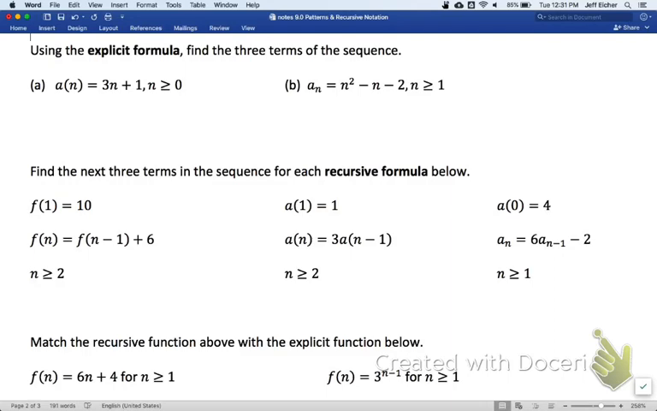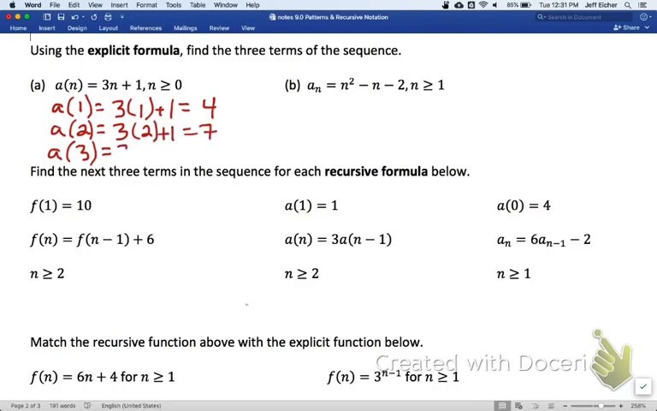So when you have an explicit formula, you can basically just plug in 1, figure out what that is, 2, second term, figure out what that is, and then 3. Plug 3 in, figure out what that is. So we'd have 3 times 1 plus 1. That's 4. So the first term is 4. The next term would be 7. And then the last term is, wait for it, 10. So our terms are 4, 7, and 10. First three terms.